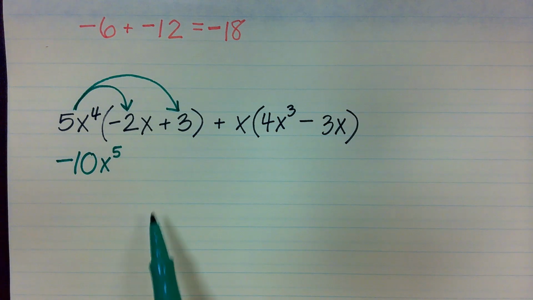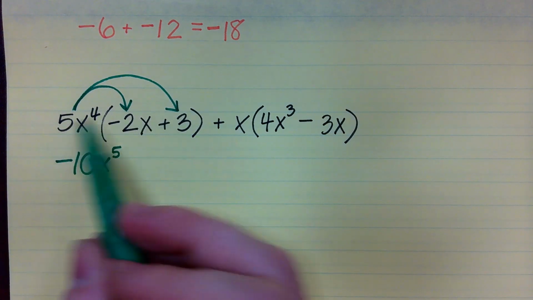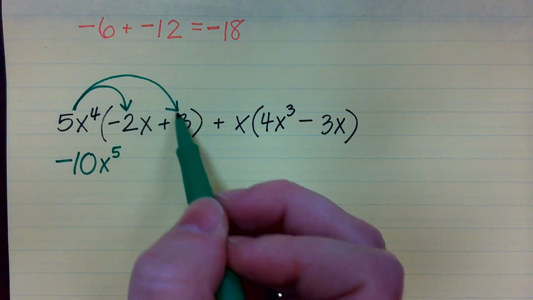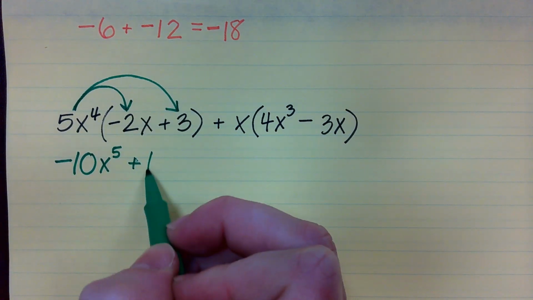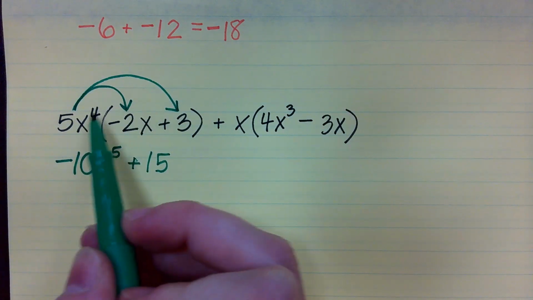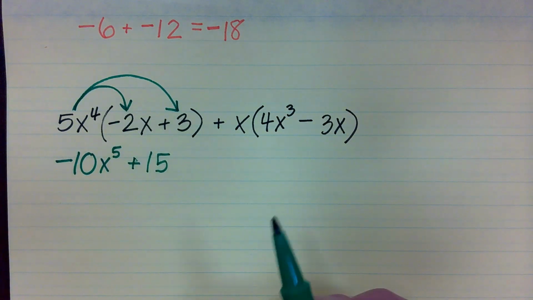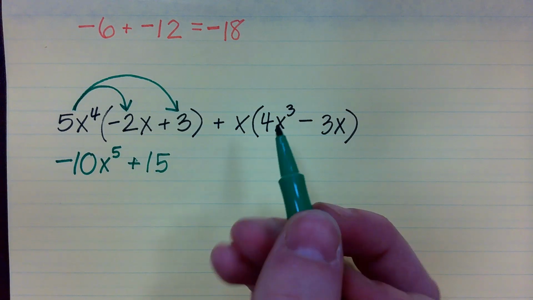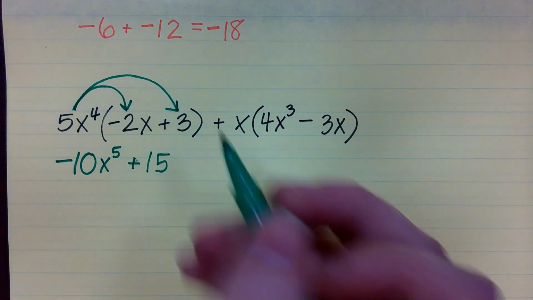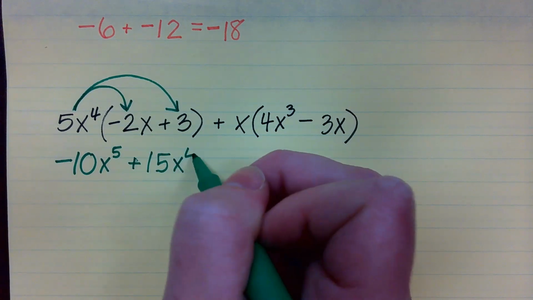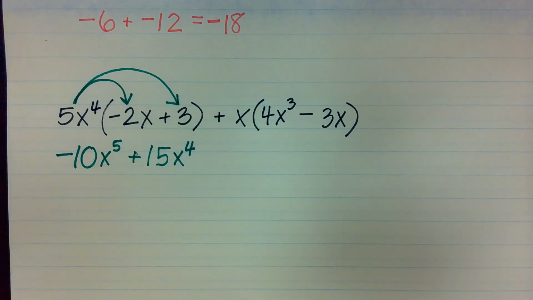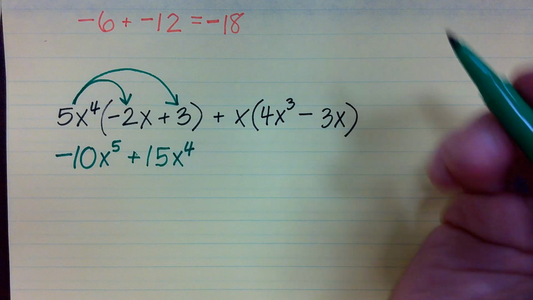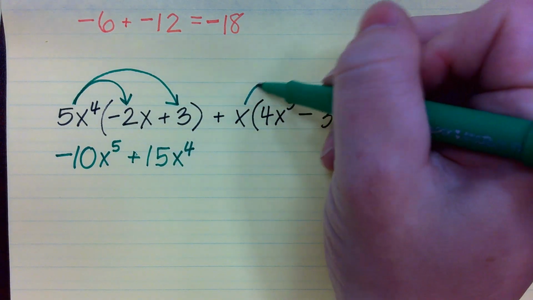Perfect. Okay, I did that. Now 5x to the 4th times 3. So 5 times 3 is 15. And x to the 4th, are we multiplying any more x's? No. So what do I do with that? Bring it down. It just stays how it is. 15x to the 4th power. So we're done with the first half of our expression. What do I do next? Yeah, distribute the next problem here.